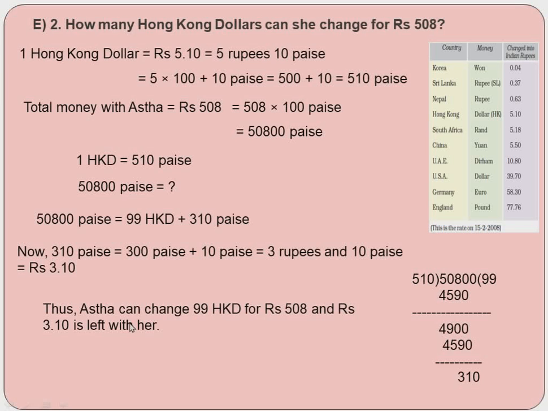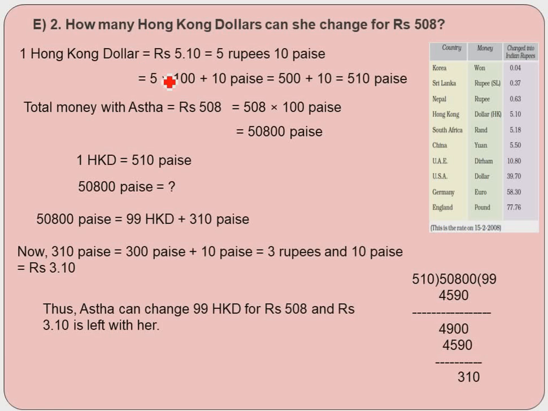So what can I say? She can change 99 HKD, and for 3 rupees 10 paisa will I get any HKD? No, because 1 HKD is 510 paisa, so it is less. So 3 rupees 10 paisa is left with her. Understood, all of you? What did I do here?